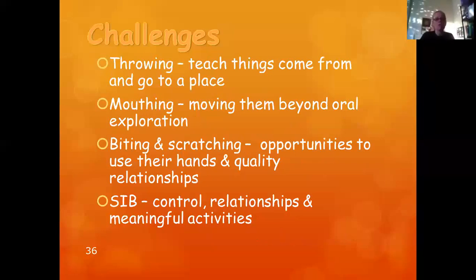Well, the two things about throwing, especially for a child with a visual impairment, is they can't see that objects are coming from somewhere and going to someplace. So when they throw something, they think, well, this is kind of where it came from. So we have to start teaching our kids, things come from a place and they go to a place. What I've seen a couple of teachers do is, it comes from this basket when I start with it, and it goes to this basket when I'm finished with it.